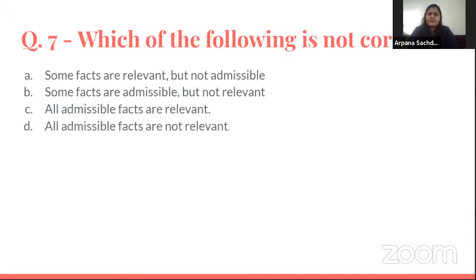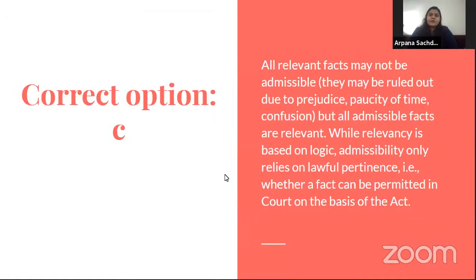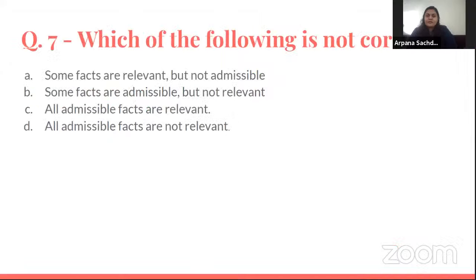Okay, the time is up for this question. Anu, can we have the correct option? So the correct option over here is option number D. I'm sorry, by mistake it is written C over here. So the correct option is D, that we have to mention which is not correct. So D, all admissible facts are not relevant. But C says that all admissible facts are relevant.